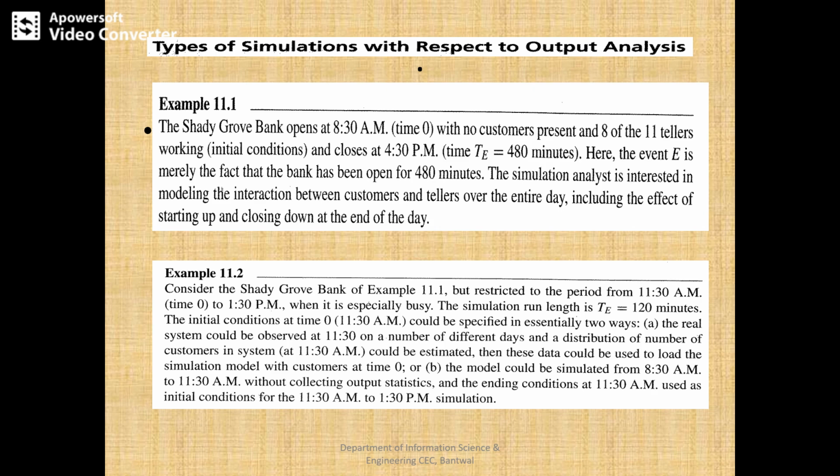Then these data could be used to load the simulation model with customers at time 0. The second thing we need to consider here: the model could be simulated from 8:30 a.m. to 11:30 a.m. without collecting output statistics. The ending conditions at 11:30 a.m. are used as the initial conditions for the 11:30 a.m. to 1:30 p.m. simulation.